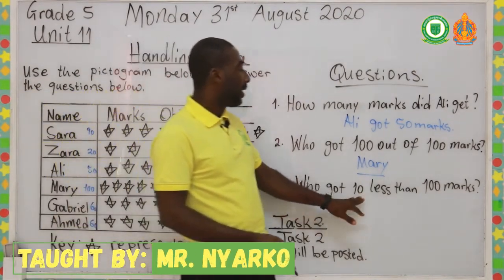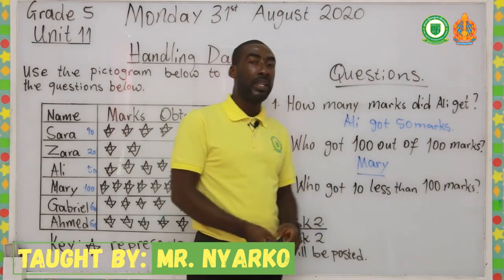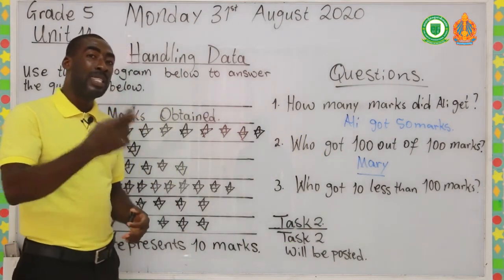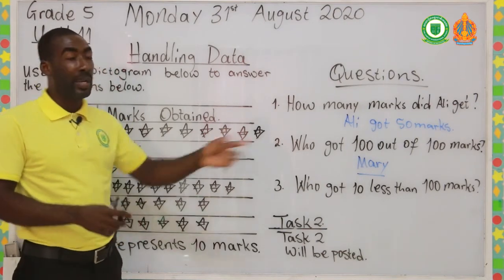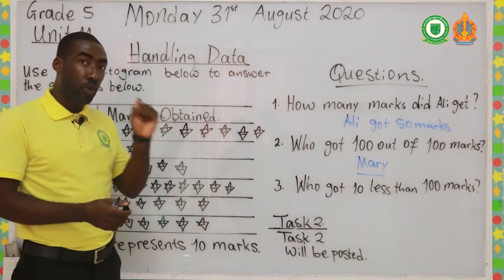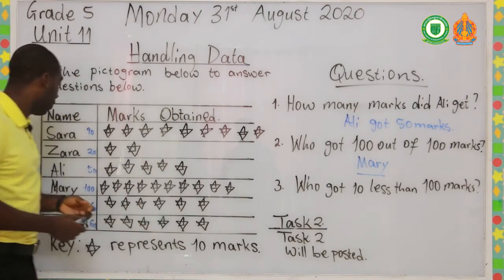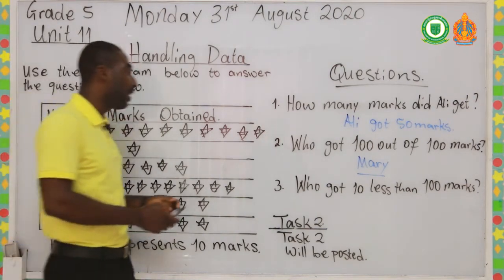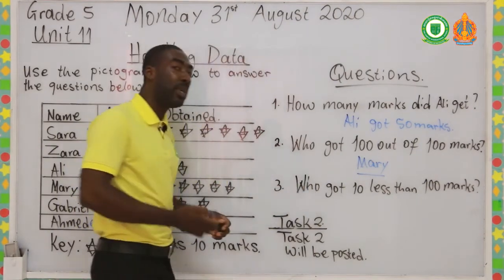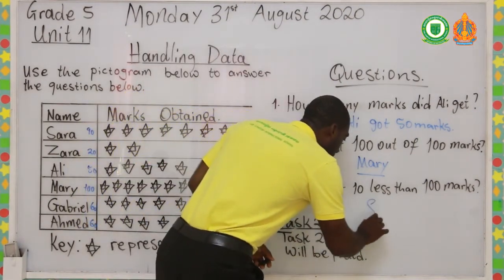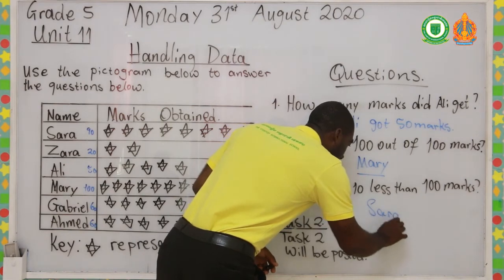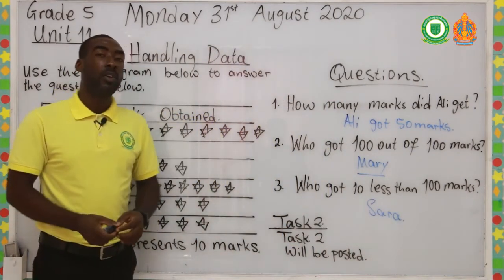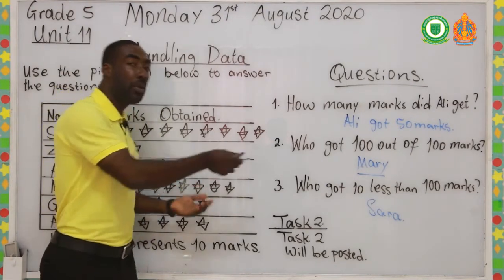Who got 10 less than 100 marks? That means that person was short by 10 to hit 100. So Sarah was short by 10 to hit 100. It says who, that means a person, so we say Sarah. Okay, so this is how you can always use your pictogram to answer the questions that follow.